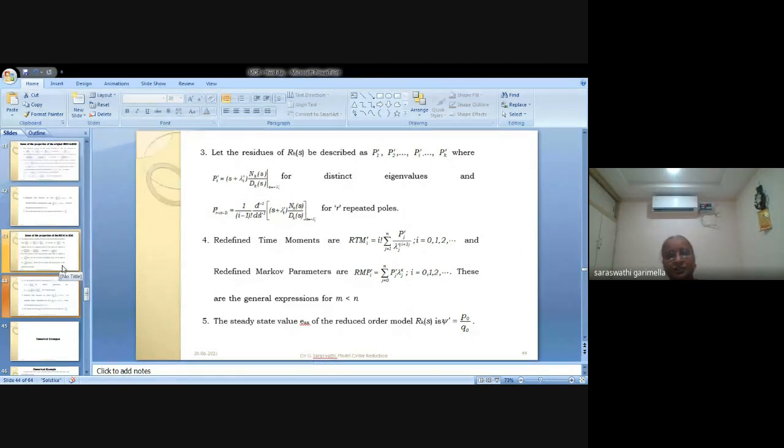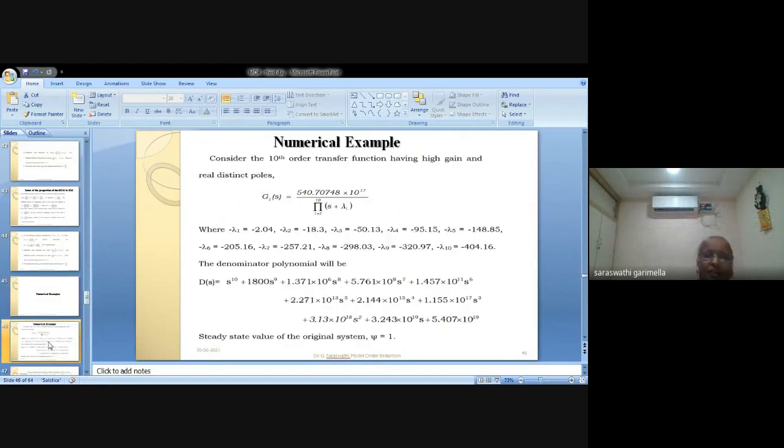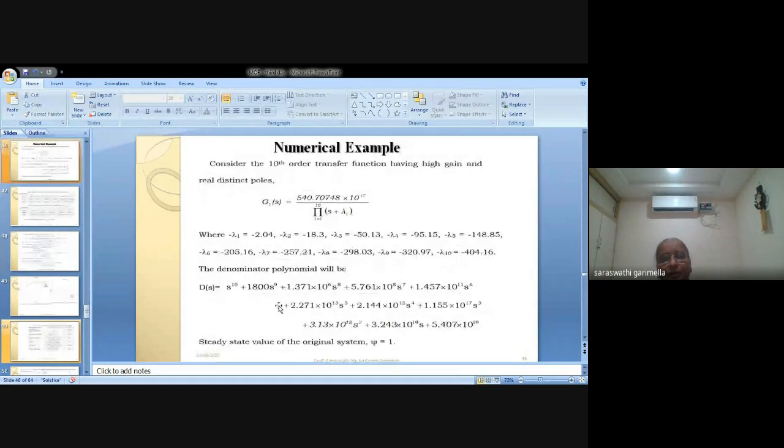If I consider a second order model, then up to second order both will be the same. If I consider a seventh order reduced model for a 1/50th order system, then up to seventh order they are the same. So that's what I mean to say, and I will prove it with numerical examples. Last time I showed this transfer function. It has only a gain k, and we have 10 eigenvalues. This is the denominator polynomial, and the steady state value is 1 only.